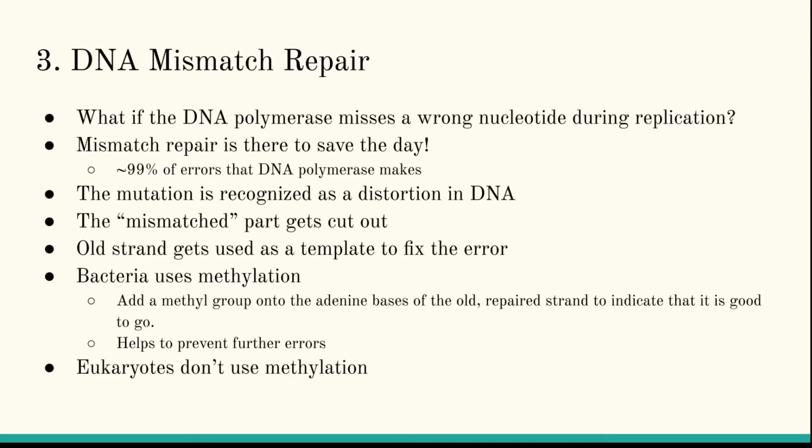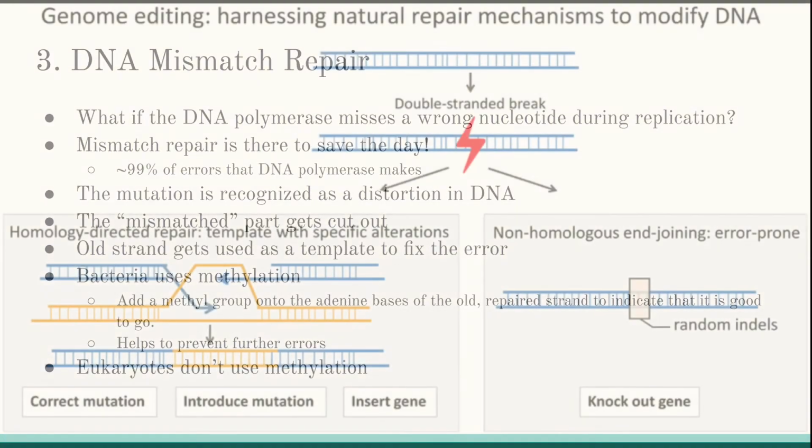So bacteria use methylation, where they add a methyl group onto the adenine bases of the old strand, which indicates that this strand is good to go. It can be used as a template. The errors have been fixed. This helps to prevent further errors so that it's not further replicated, translated, etc. Eukaryotes, on the other hand, don't use methylation, but we're not really sure how they tell which ones are good to go and which ones aren't.